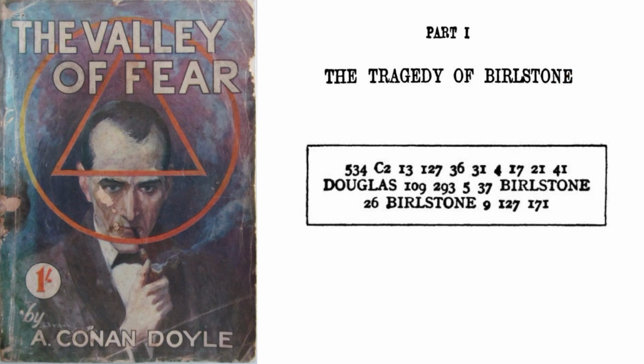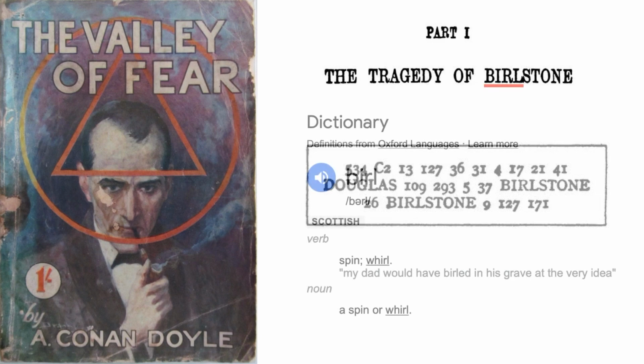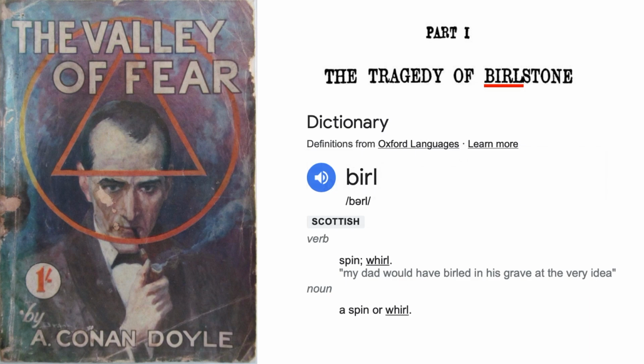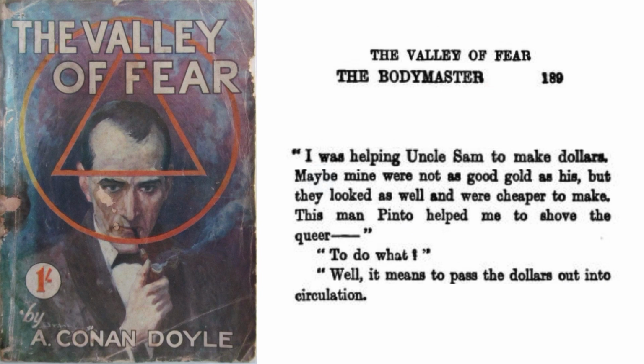The first part of the novel is called The Tragedy of Birlstone. The character Porlock, the opposite of Sherlock, uses the name Birlstone in a cryptogram that Holmes must decipher. The word birl is a rotationally descriptive term, meaning whirl. Later in the story, we learn that the character named McMurdo is counterfeiting.